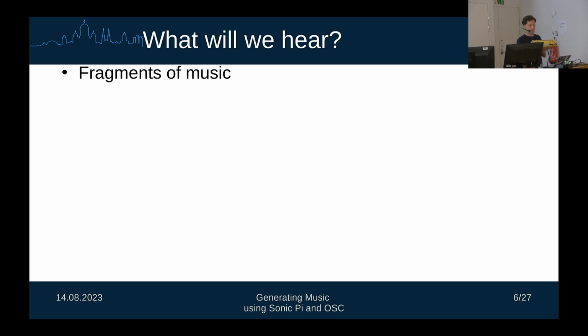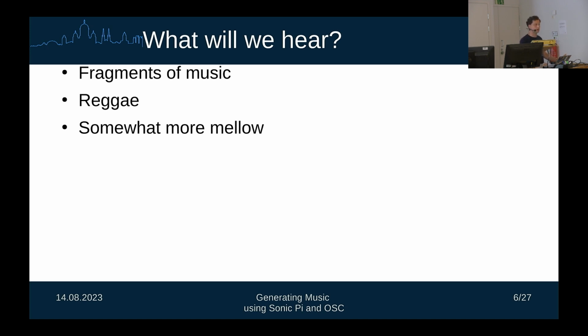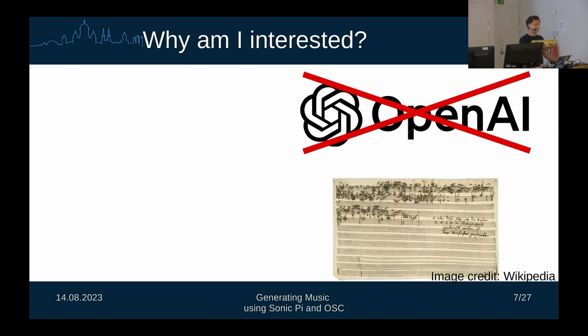So what can I show you? I can show you some fragments of music, and I chose the genre of reggae, or reggae-ish, or the inspiration from reggae, let's put it that way. It is more mellow and more slow and doesn't have the aggressive parts like acid. So why do I want to do that? Because I've always been a fan of generative methods, having the computer create endless things that hopefully are somewhat interesting.